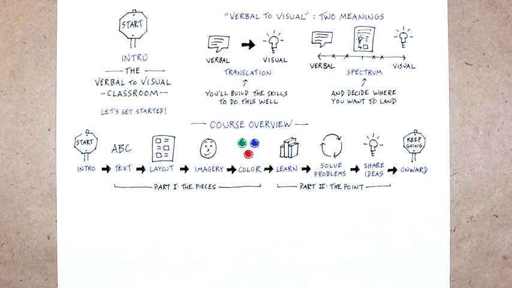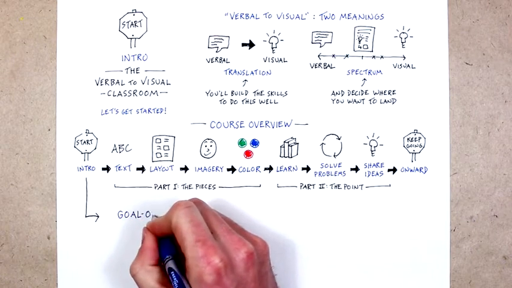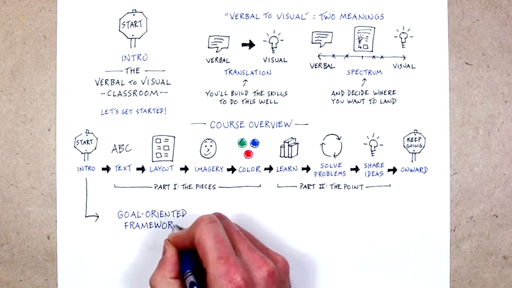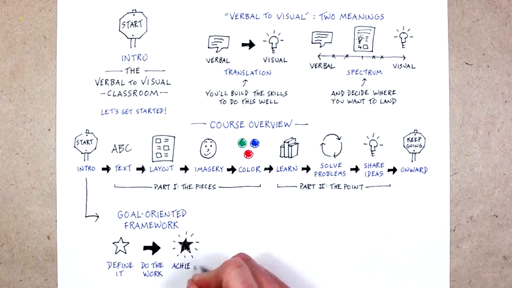Here now is what you'll find in the rest of this introductory module. In the next video, I'll describe for you the goal-oriented framework that will guide much of your experience throughout this course. The key idea here is that you need to know your own point. You need to define for yourself what purpose you'd like visual note-taking to serve in your life, so that you can then do the work to achieve that goal.